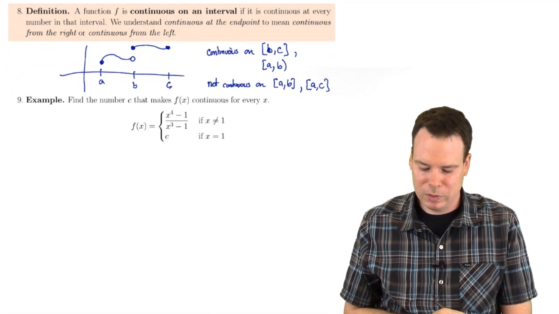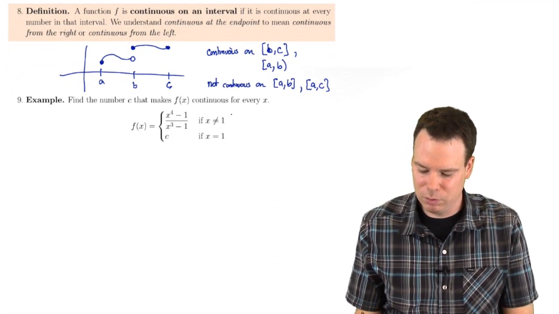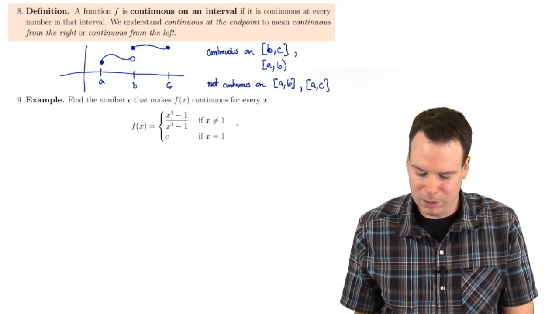Here we want to find a number C that makes the function f of x continuous everywhere. So again, it's one of our piecewise defined functions.